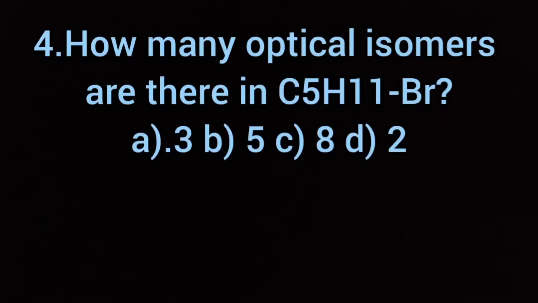Next question, how many optical isomers are there in C5H11Br? The options are 3, 5, 8, 2. The correct answer is given. You draw the structures of C5H11Br, draw different isomers of C5H11Br, and find the number of optical isomers out of those structures. The correct option is given.